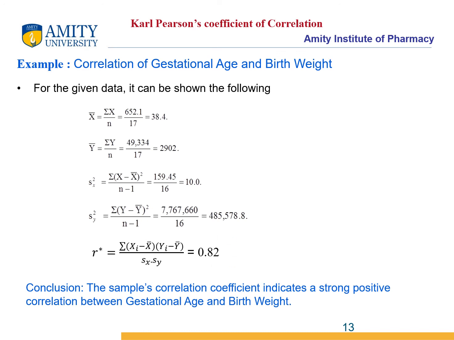By this we can conclude that the sample's correlation coefficient indicates a strong positive correlation between gestational age and birth weight. As we know, if the values are near +1, they indicate a strong positive correlation.